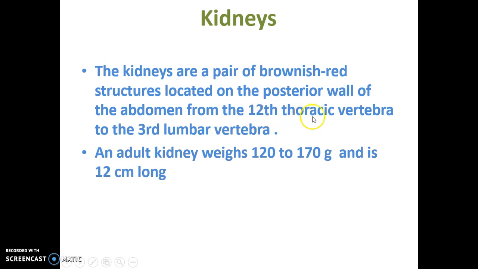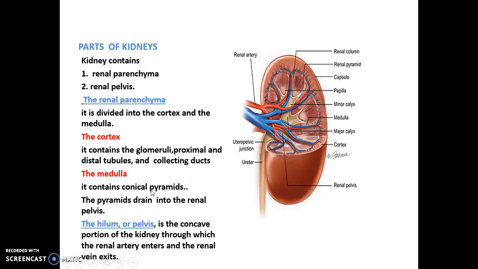from the 12th thoracic vertebra to the 3rd lumbar vertebra. So the location is the posterior wall of the abdomen, from the 12th thoracic vertebra to the 3rd lumbar vertebra. Please note this point. An adult kidney weighs 120 to 170 gram and it's 12 centimeter long.